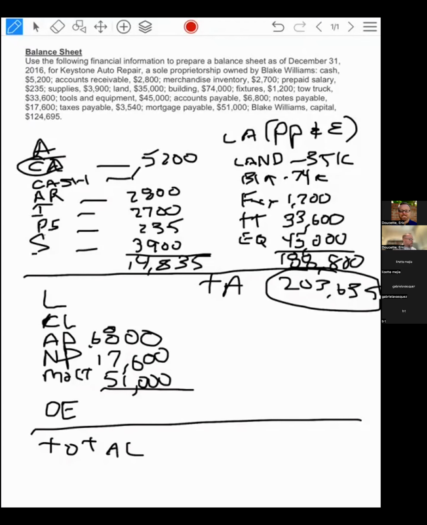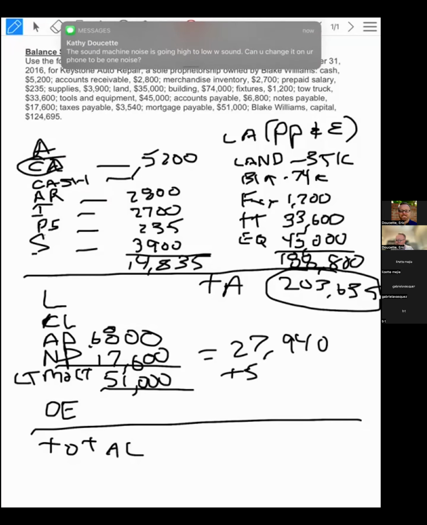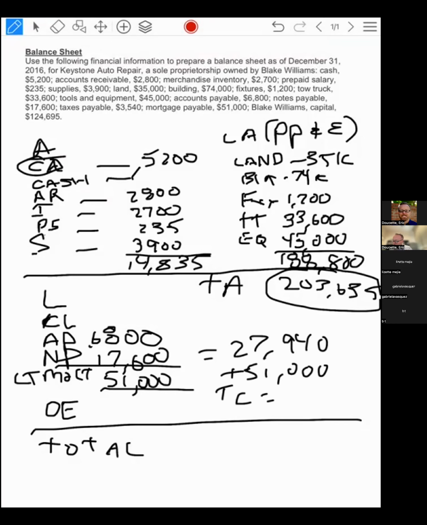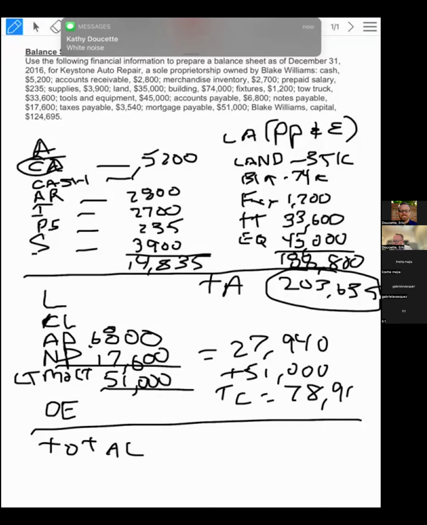If I add all of those up, they come out to, actually, I should have broken it down. The short terms are here, and then the mortgage is a long-term liability. So these two equal 27,940. And then this is 51,000 plus 51,000. So my total liabilities equals 78,900.